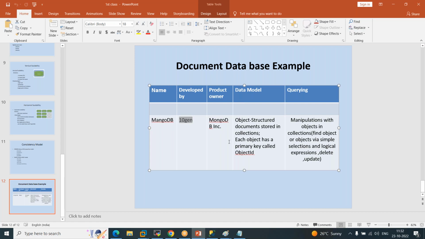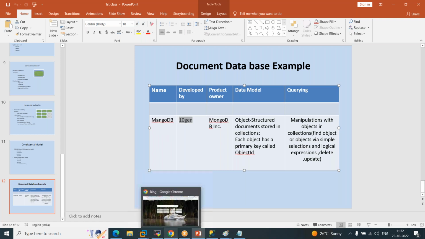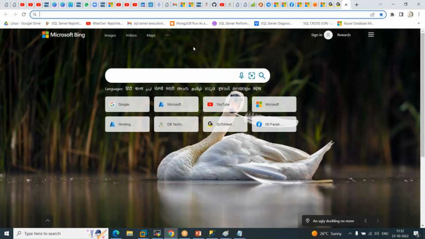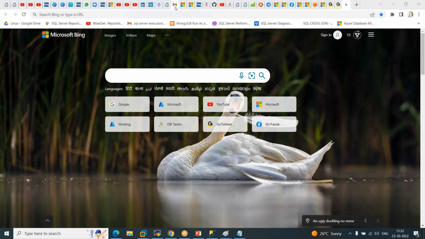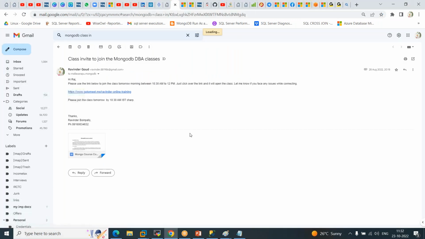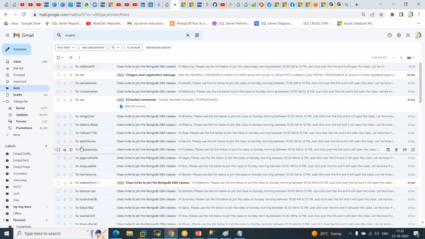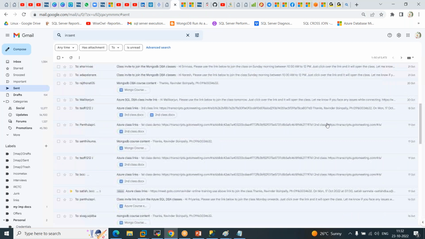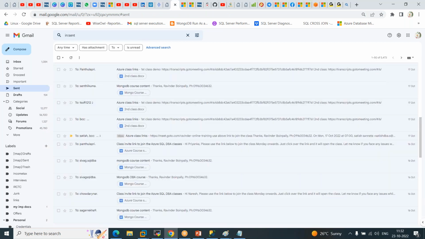Okay, so this is a key-value structured data model. In fact, what exactly they are, we are going to see that. So I guess I sent the course content to everyone. What exactly we focused on, I'll quickly talk about it. I posted the MongoDB content, let me just open it quickly.